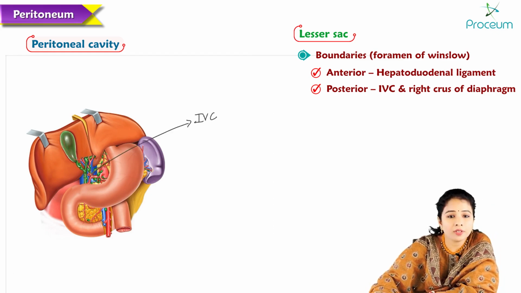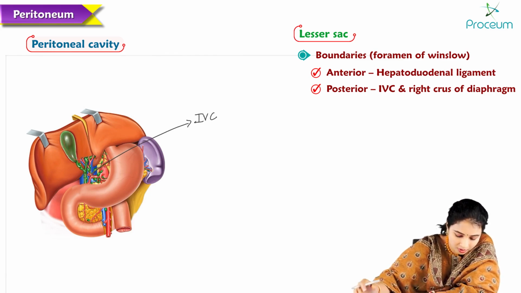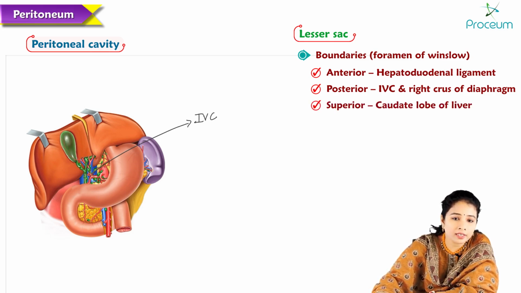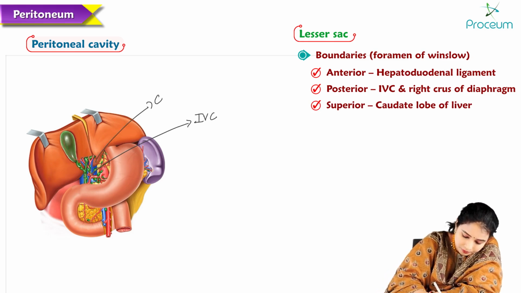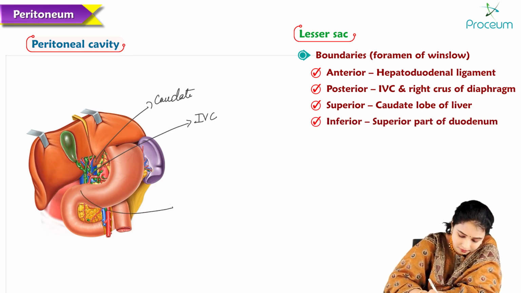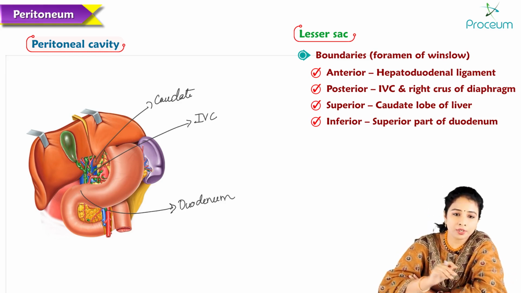Along with the inferior vena cava, posteriorly it is bounded by the right crus of diaphragm. The crus of diaphragm is not demonstrated here. Superiorly it is related to the caudate lobe of liver. So here is the caudate lobe. Inferiorly it is related to the superior part of duodenum. So stomach continues into duodenum. Inferiorly it is related to the first part of duodenum.